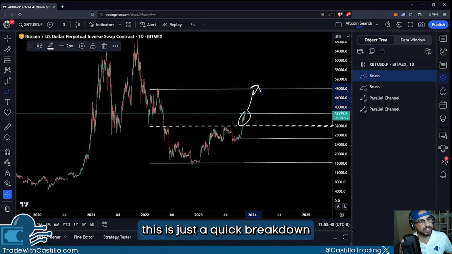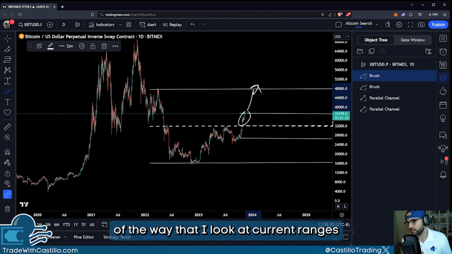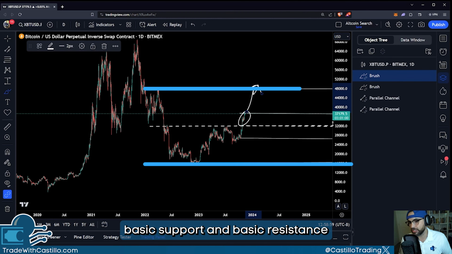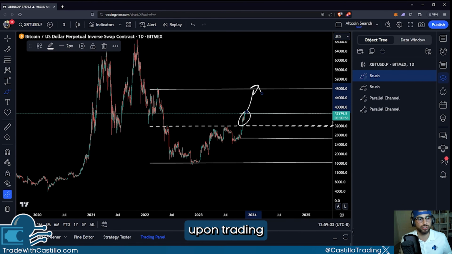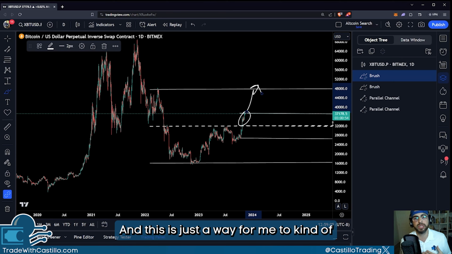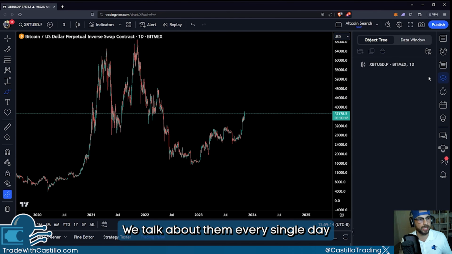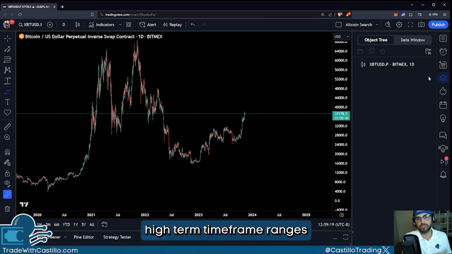So again, guys, this is just a quick breakdown of the way that I look at current ranges. It's nothing complex, right? It's just a way for you as a trader to identify basic support and basic resistance. And that to me is probably one of the most important things in trading. And this is just a way for me to identify that. And again, we talk about them every single day. We update ranges, we establish new ranges, medium, low, high term time frame ranges.